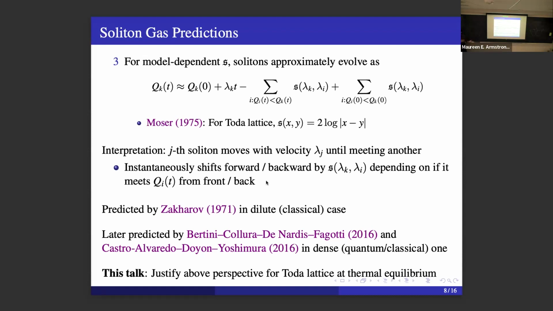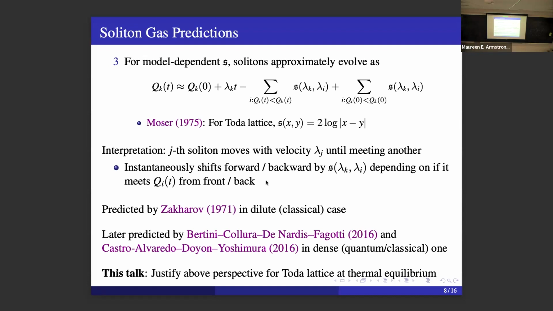And I just told you how the pair interaction works. It works basically like this. So in the dynamical cases, it's fairly natural. It was later predicted in the physics work of Bertini, Collura, De Nardis, and Fagotti, and independently by Castro-Alvaredo, Doyon, and Yoshimura, that this is still true in the dense case. And now it's much less obvious. In fact, various people saw this originally and thought this is way too optimistic to be true.